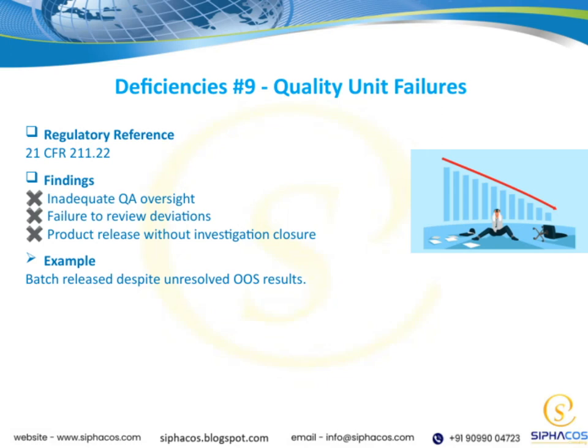Now, let's talk about quality unit failures, a critical deficiency in regulatory compliance. This happens when the quality assurance team doesn't provide adequate oversight. It means deviations aren't properly reviewed, and products may be released before investigations are fully closed. For example, a batch might be released even though out-of-specification results haven't been resolved. This kind of lapse can seriously undermine product safety and trust. It's a reminder that quality oversight can't be an afterthought.